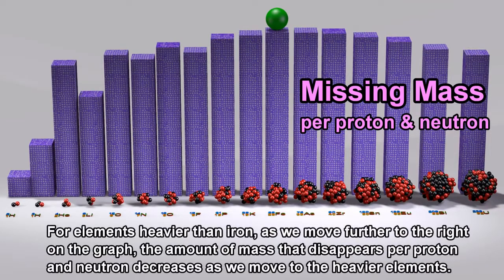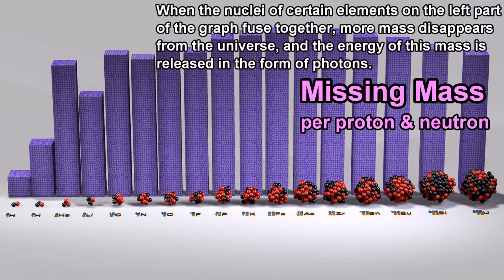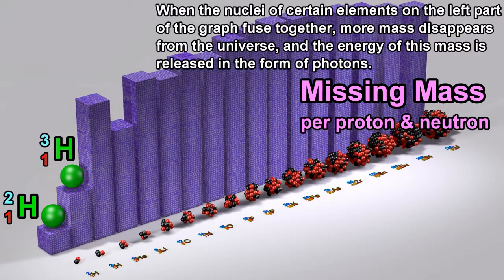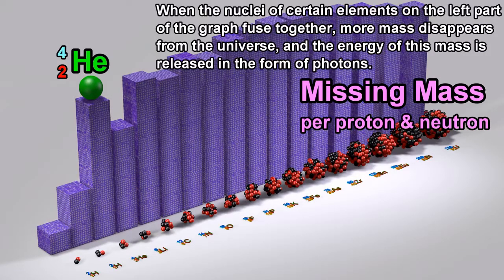For elements heavier than iron, as we move further to the right on the graph, the amount of mass that disappears per proton and neutron decreases as we move to the heavier elements. When the nuclei of certain elements on the left part of the graph fuse together, more mass disappears from the universe, and the energy of this mass is released in the form of photons.